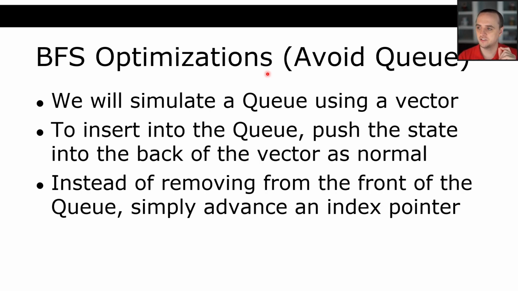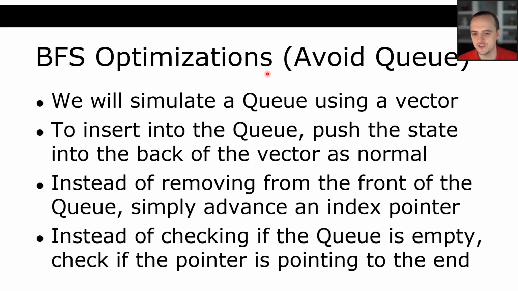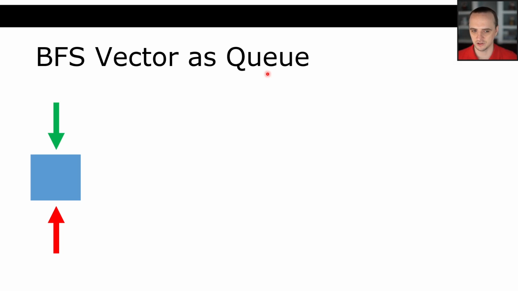However, instead of actually removing from the front of the queue, we're going to have a pointer or an index that's pointing to the theoretical front of the queue. And instead of deleting, we're just going to move that pointer forward. And I have an example of this. Instead of checking if the queue is empty, we're going to check if the pointer is pointing to the end of the queue or not. Okay, so let's look at a visual example of this.